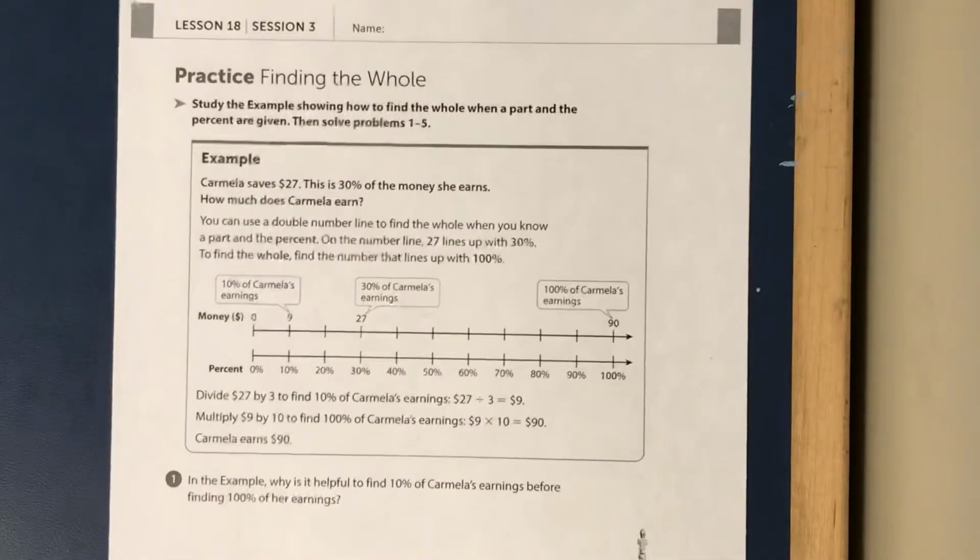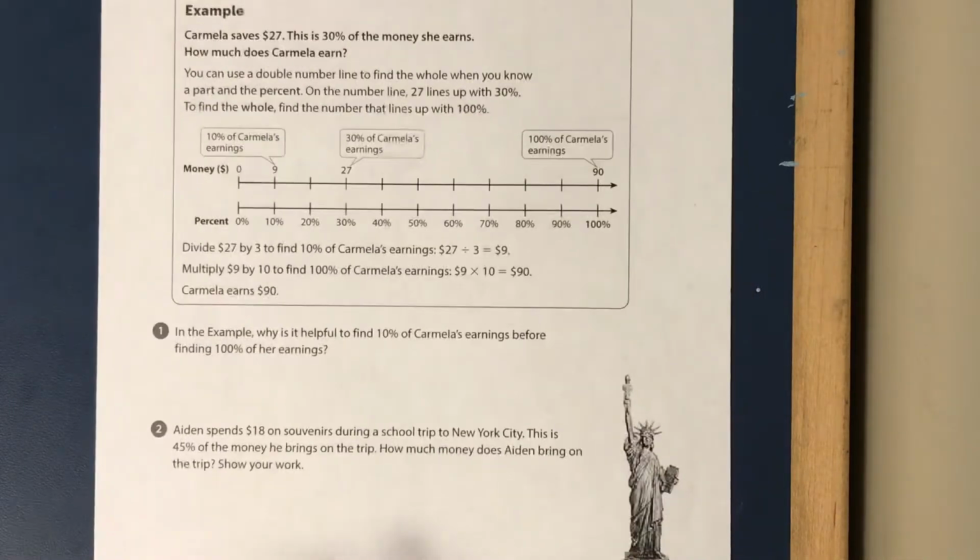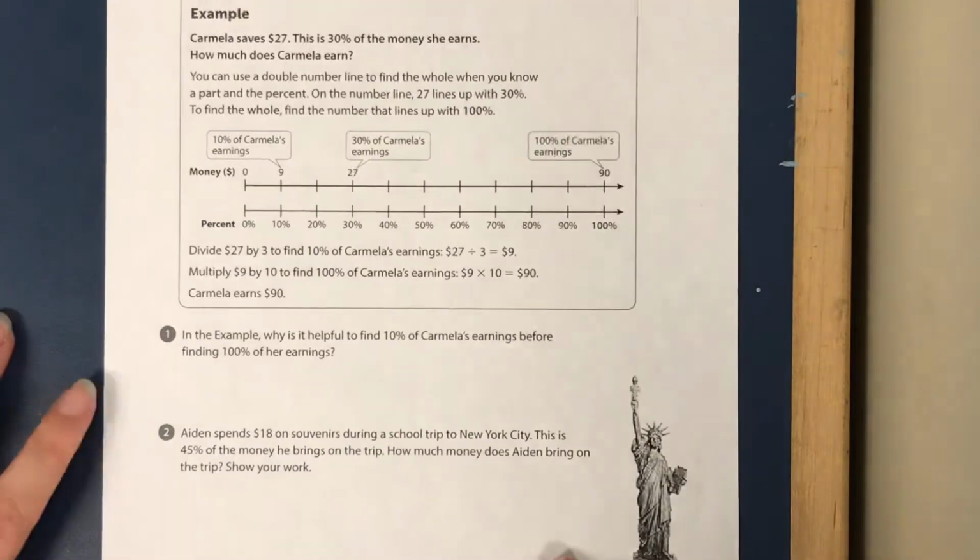This is Lesson 18, Session 3, green pages. We're going to go through these quickly. This is what you would be doing for homework if you were in class.